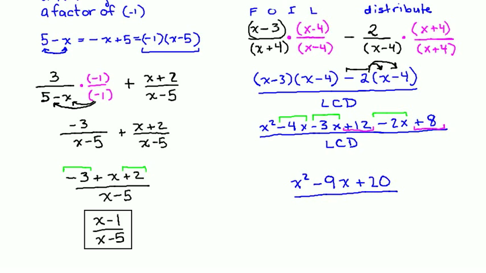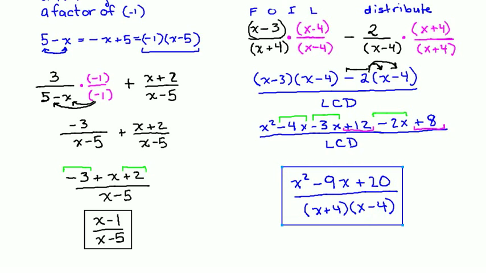And at this stage, it's reasonable to put that LCD back in: x plus 4 times x minus 4. We should examine the numerator to see if it is possible to factor it, in case there might be any common factors here. But a quick inspection shows us that no, that is a prime polynomial and we do not have any common factors, so this would be our final answer.